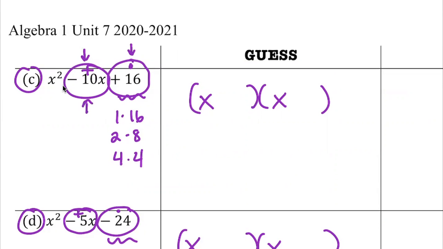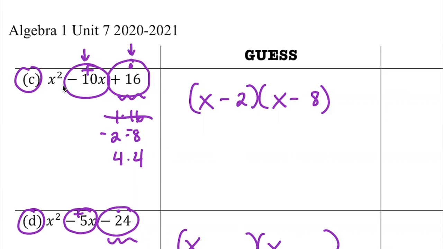Either way, though, that doesn't get me to -10. So it can't be 1 and 16. Now 2 and 8, I'm liking. If I take 2 times 8, I do get 16. But the problem is if I do positive 2 and positive 8, I get a positive 10. And that doesn't help me here. I'm looking for numbers that give me a negative 10. And the only way we can do that is if we make both these signs negative. Negative 2 times negative 8 is still positive 16, but negative 2 plus negative 8 gives me negative 10.